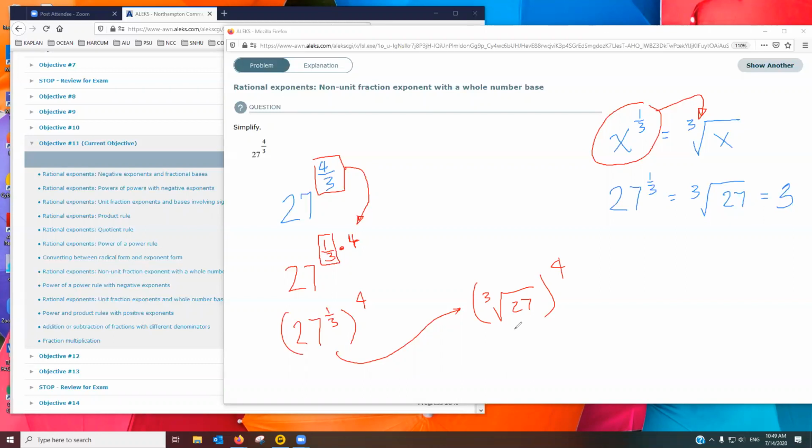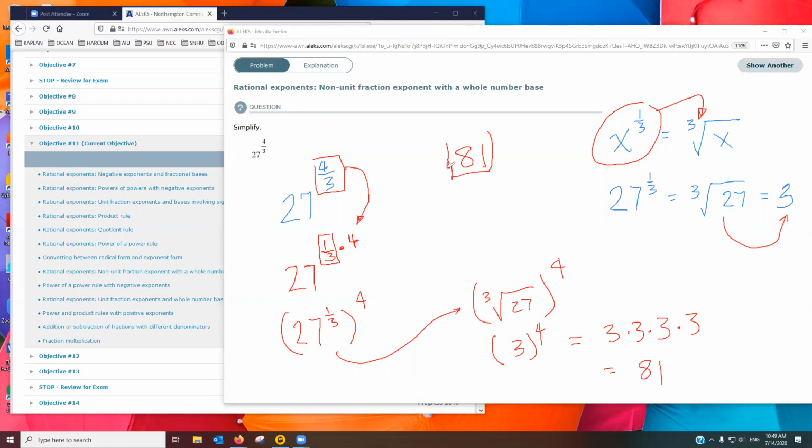But the cube root of 27 is 3. So this ends up being 3 to the exponent 4. I can work that out because that's just 3 times itself 4 times. And if you work that out, you get the answer 81. So the answer to this question is 81.